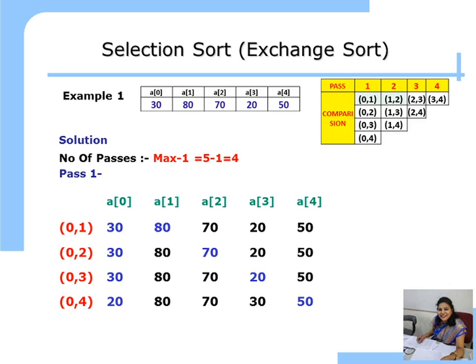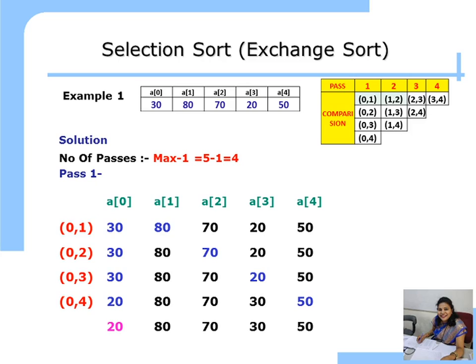Now on this array, we are going to perform the 4th comparison, that is between the 0th and 4th location. What is present at the 0th? 20. What is present at the 4th location? It is 50. Is 20 greater than 50? No. So we don't perform the swapping operation. So all 4 comparisons are over: 0 and 1, 0 and 2, 0 and 3, 0 and 4. So this is the end of pass 1.